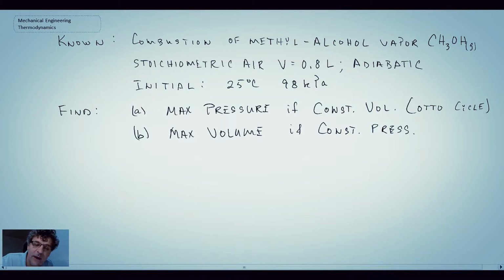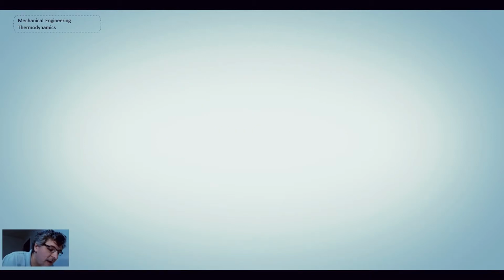We want to find max pressure if it is a constant volume combustion process, which would replicate what happens in the Otto cycle. And we also want to find max volume if it was constant pressure combustion. So the first place to start with solving this problem is to do the stoichiometric balance. We don't have excess air, we have the stoichiometric amount of theoretical air, so that will simplify things a little bit. But let's begin by doing stoichiometry.